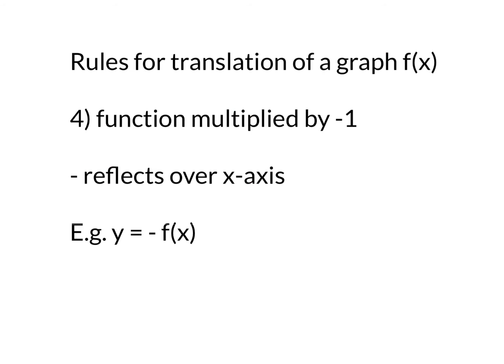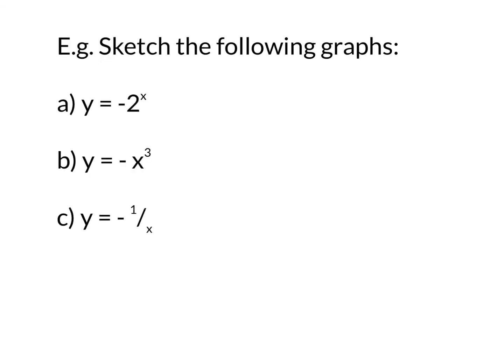So the next one, the rules for translation of a graph, is when we multiply the function by minus 1. So the whole function. This reflects it over the x-axis. And we saw a good example of this when we did parabolas. When we did x squared and we put minus x squared, it reflected it over the x-axis. So now we're looking at minus of any function. So we've got three examples of this: minus 2 to the x, minus x cubed, and minus 1 over x. So let's have a look at each of those individually.